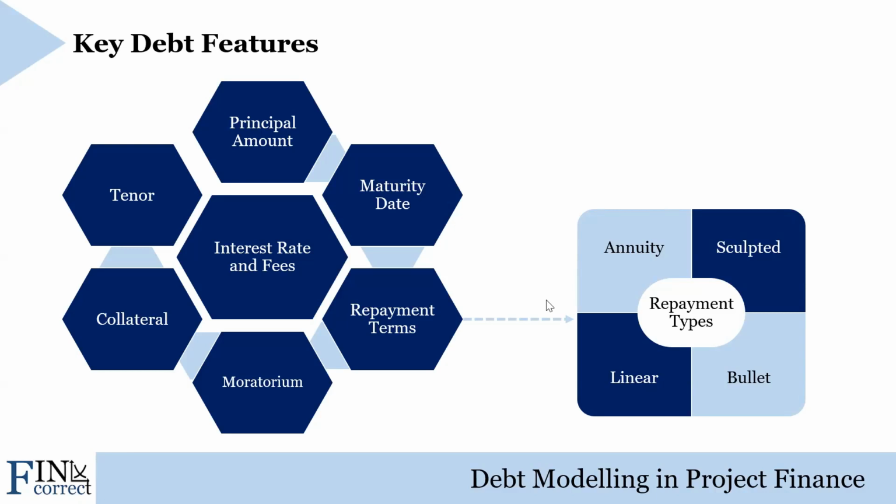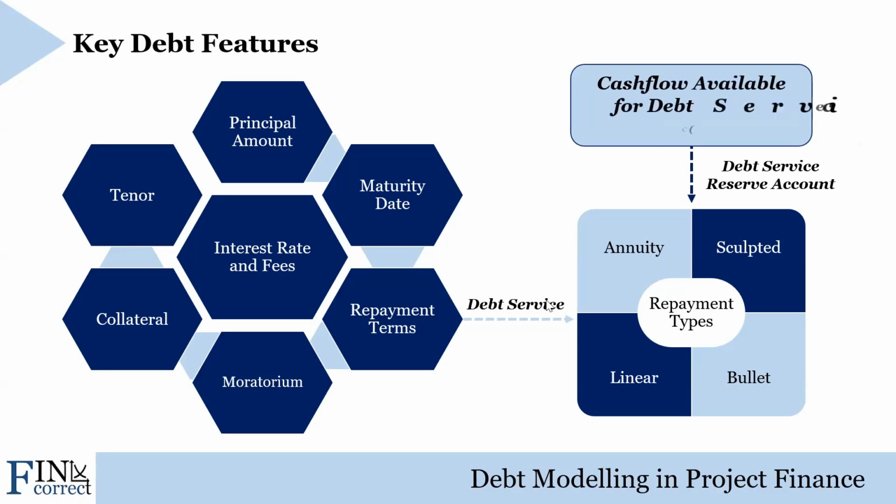The linear and phased repayment type. What we have here is that equal principal repayment is made at regular intervals, while debt service varies and reduces towards the end of the loan period. The debt service is a term used to express both interest and principal repayment, and a debt service reserve account, which is DSRA, is used to make debt repayments when the cash flow available to service debt is too low.